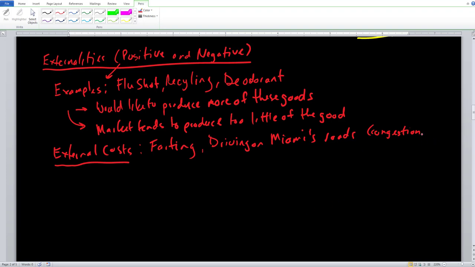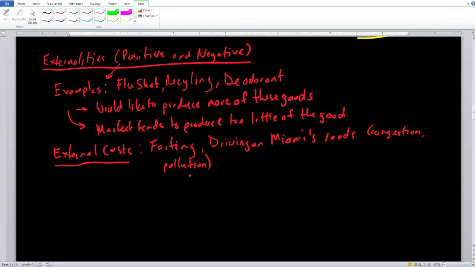You've also made someone else's life worse off with pollution. So pollution. You're driving your gas guzzler, and basically you're emitting emissions or CO2 into the atmosphere, and that is emitting some type of pollution. So you have pollution costs on third parties as well.